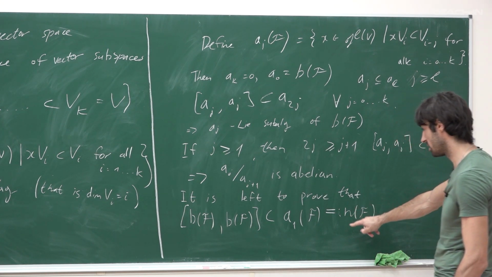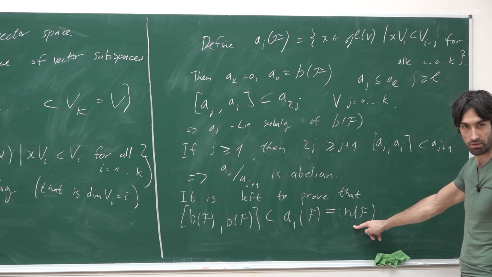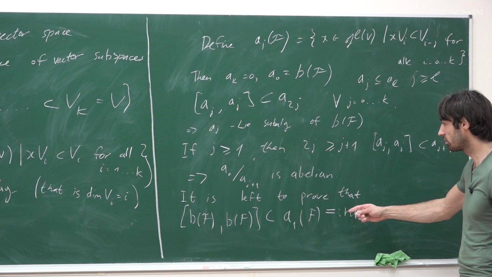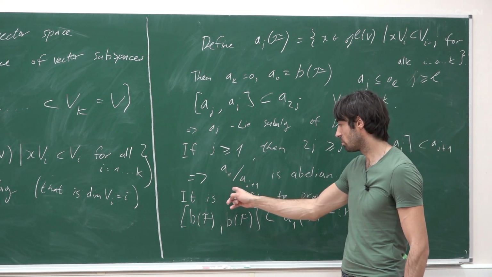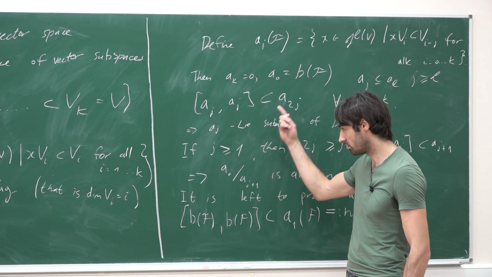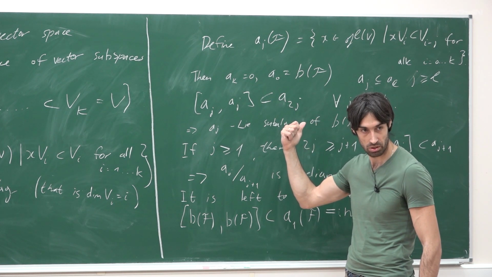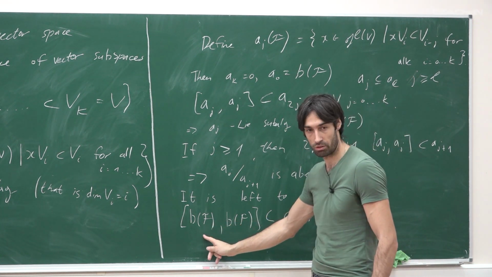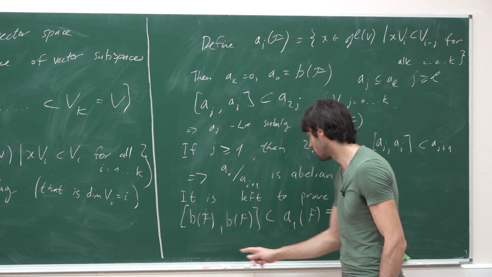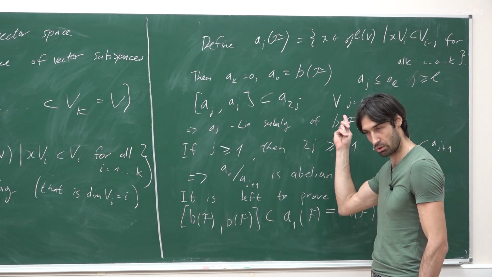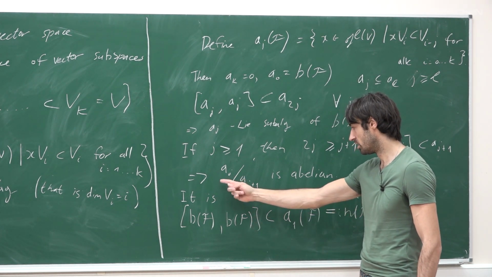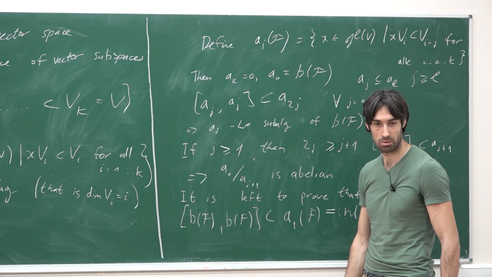Is it clear why this is enough to finish the proof? What is left is that A_0 by A_1 is abelian, right? Then we'll use the proposition that we proved before. A_0 is B of F, so if the derived algebra of A_0 is inside A_1, then A_0 by A_1 is abelian. So if I prove this, then I proved the missing link in my proof.